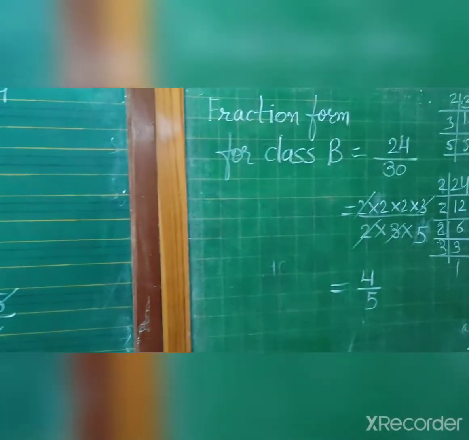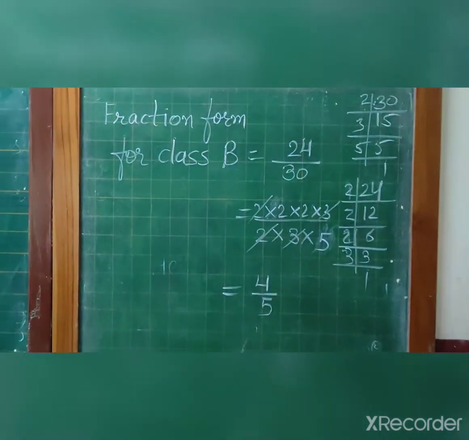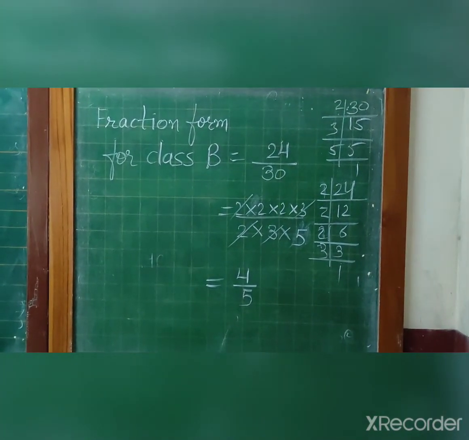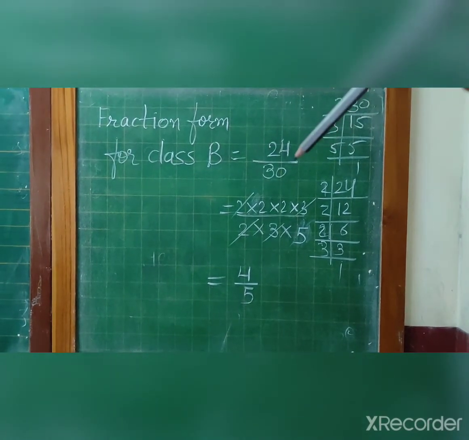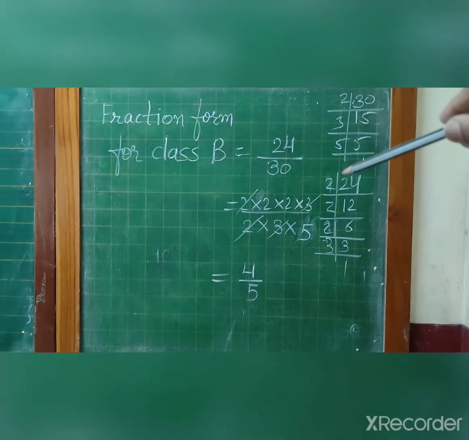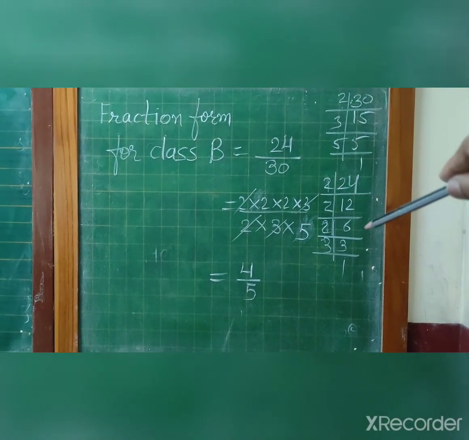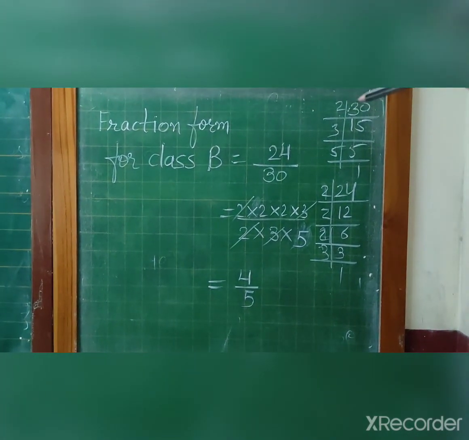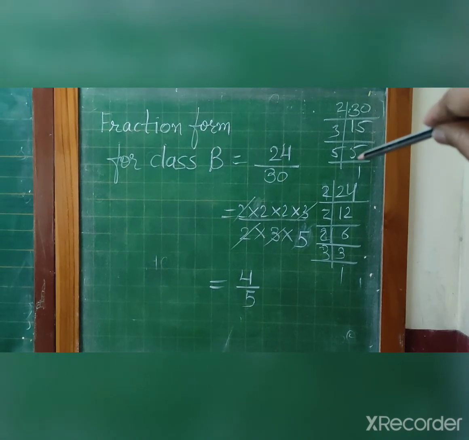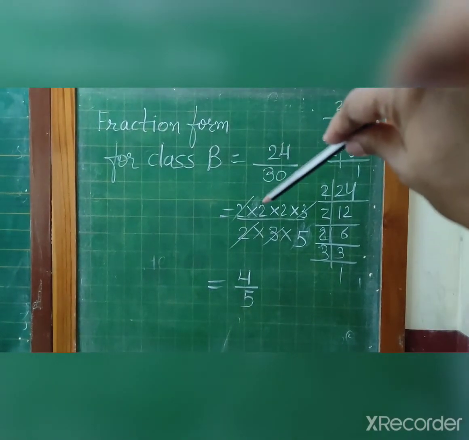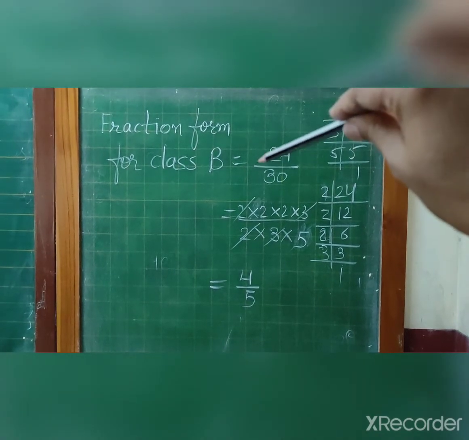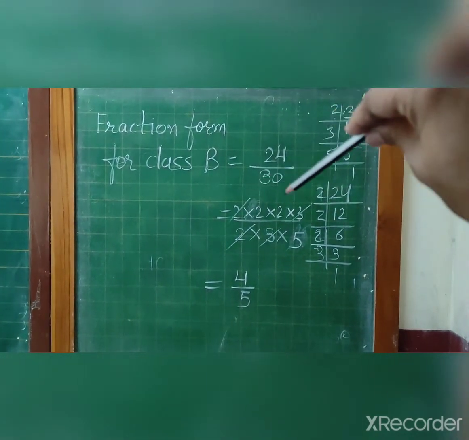Now for class B. Out of 30, 24 passed with 60 or more marks. So in fraction form, 24 divided by 2 is 12, divide by 2 is 6, divide by 2 is 3, 3 ones are 3. Same for 30: divide by 2 is 15, divide by 3 is 5, 5 ones are 5. Now 2 2s are 4, 2 4s are 8, 3 8s are 24, 2 3s are 6, 5 6s are 30. Cancel 2 by 2, 3 by 3, and we get 4 upon 5.